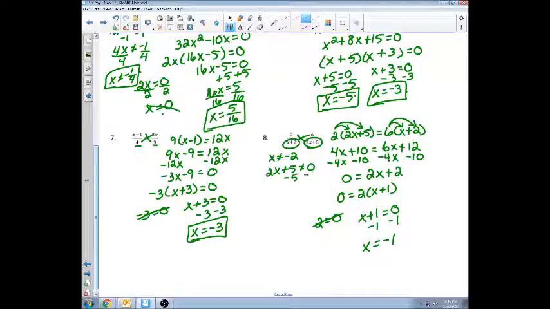Subtract 5 from both sides. 2x is not equal to negative 5. Divide by 2. X is not equal to negative 5 over 2. Well, my answer of negative 1 is fine because it's not negative 2. It's not negative 5 over 2. So negative 1 will work.